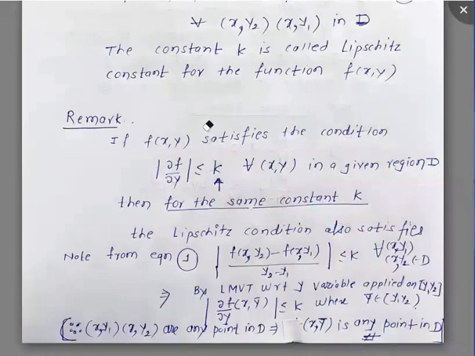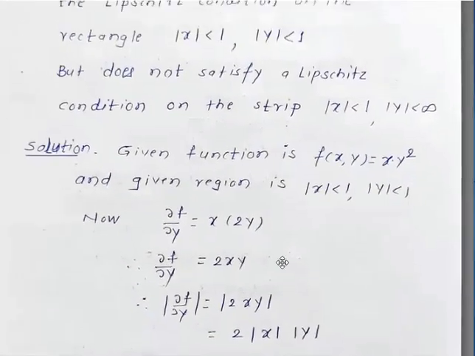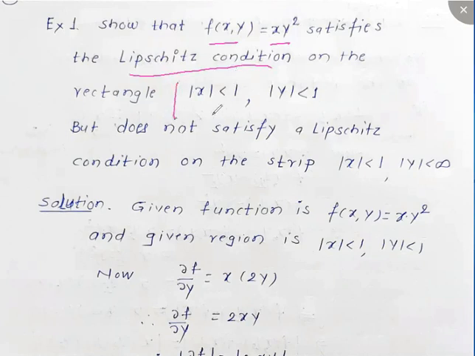Now let us solve some examples on the Lipschitz condition. Show that the function, which is a function of two variables, x into y square, satisfies the Lipschitz condition on the rectangle, but does not satisfy the Lipschitz condition on the strip.